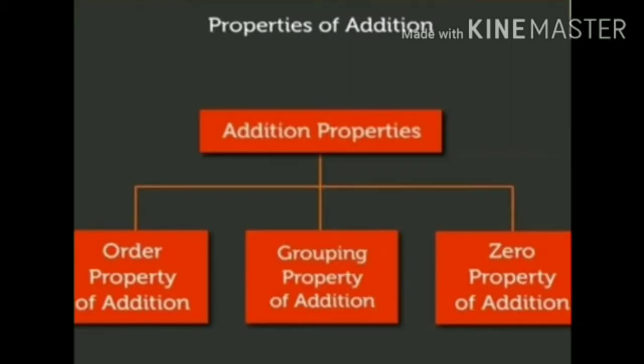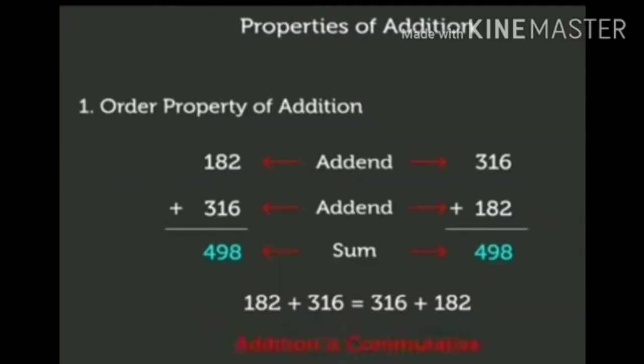There are three properties of addition. First is the order property of addition, second is the grouping property of addition, and third one is the zero property of addition. We can change the order of numbers in addition. Let's take two numbers, 182 and 316. If we add 182 and 316, the answer is 498, and if we change the order, we also get 498. It means that addition is commutative.